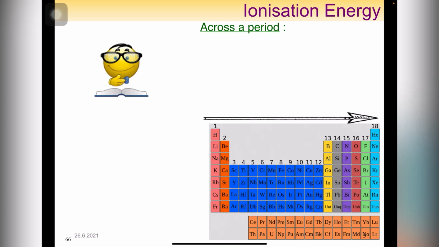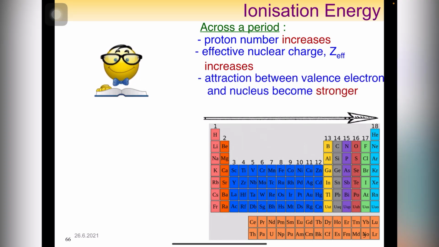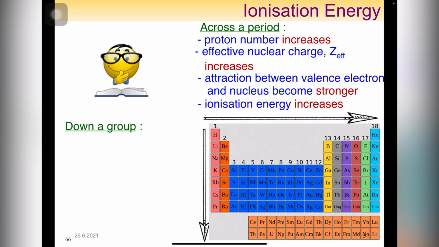So for the conclusions across a period, as the proton number increases, effective nuclear charge increases, so it will cause the attractions between the valence electron or outer electron and the nucleus to become stronger. So what is the effect on the ionization energy? It will increase. And down a group, we know that the number of shells, the principal quantum number, increases.